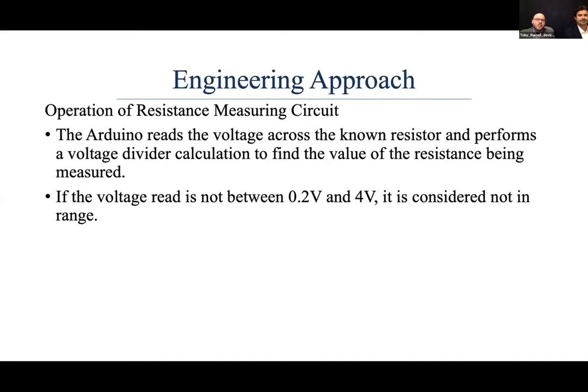Now a little bit on the operation of the measurement circuit. The Arduino reads the voltage across the known resistor, and then the Arduino performs a voltage divider calculation, which then finds the value of the resistance that we're measuring, which would give us the insulation resistance. But if the voltage read by the Arduino is not between 0.2 volts and 4 volts, it is considered not in the range of that particular stage. We chose 4 volts for the upper range limit just because the diode begins to break down earlier than we expected. So we had to account for that and lower our limit to about 4 volts.